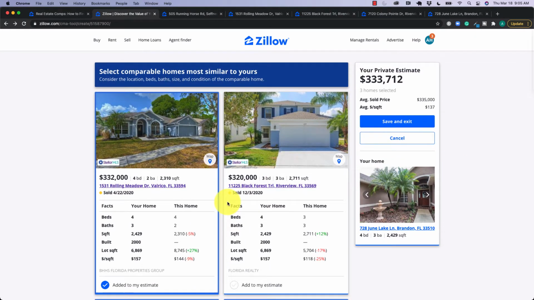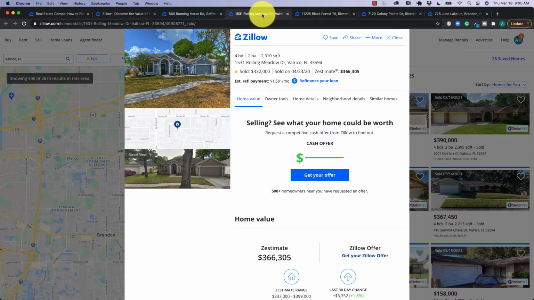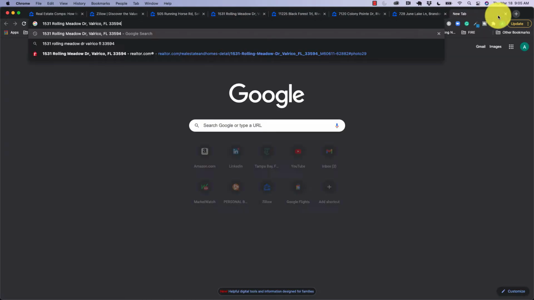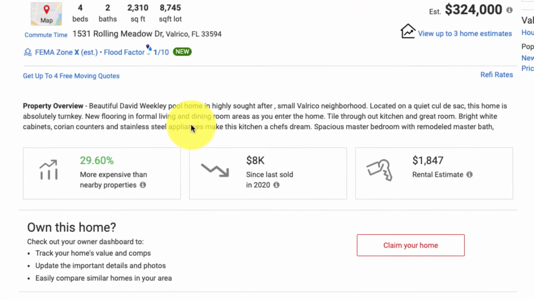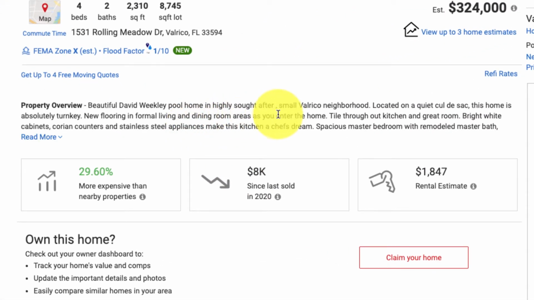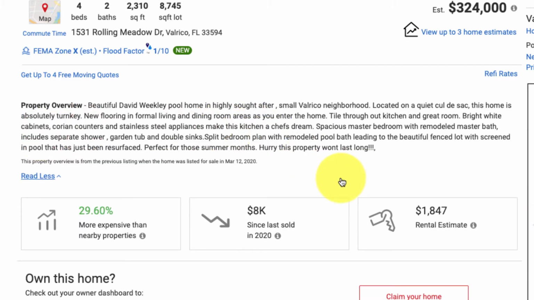But some things we also want to account for, which we didn't do initially, was the descriptions. Yeah, so we could see beautiful David Weekly pool home, highly sought after, small Puerto Rico neighborhood, quiet cul-de-sac. Cul-de-sacs are always a little bit higher. New flooring in living room, tile throughout the kitchen, and remodeled master bath. Separate shower. Okay, so this is on resurface. See, this is really huge. This screen pool and a pool just being resurfaced. Resurfacing a pool costs thousands of dollars.